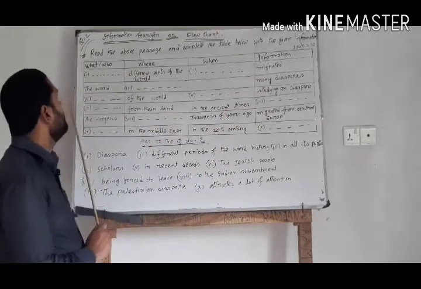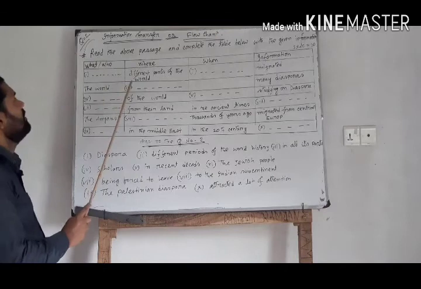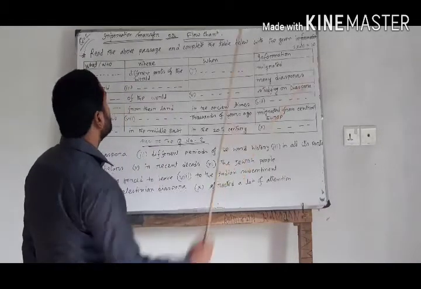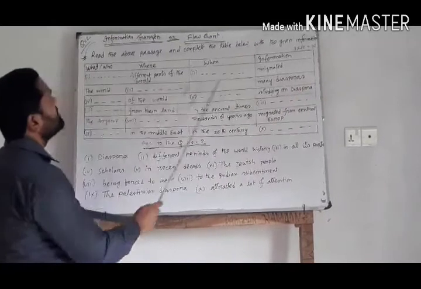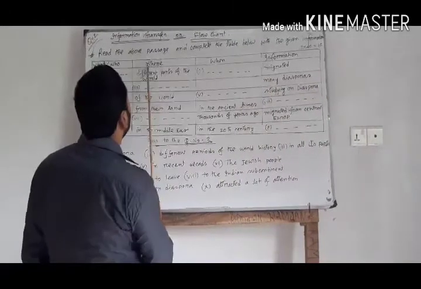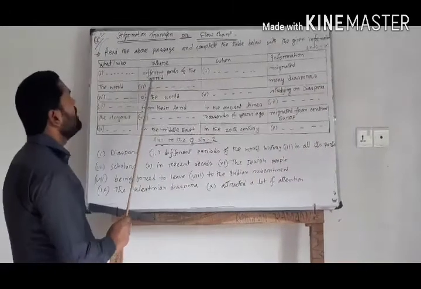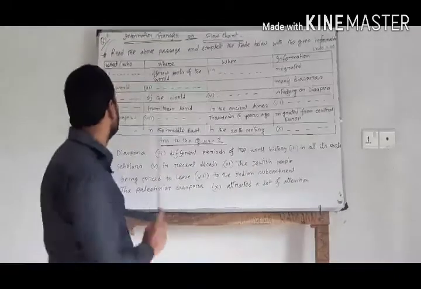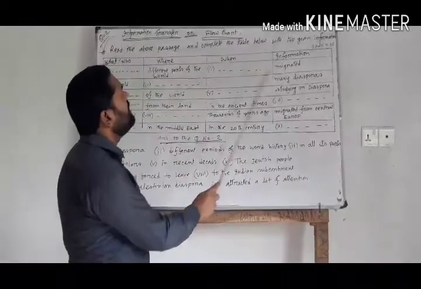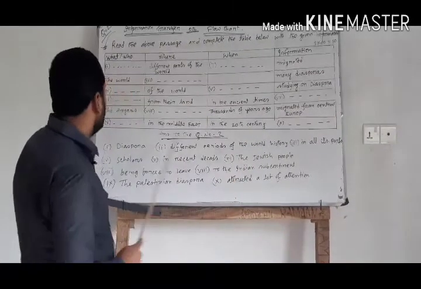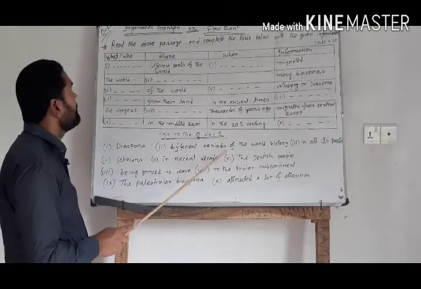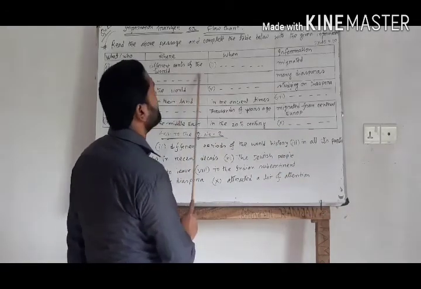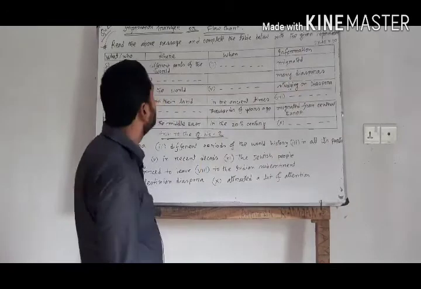Second question, the world. Question 3, blank, dash, many diasporas. The world, dash, many diasporas. Where? In this question, we have to mention the place. Look at the answer: the world in all its parts, many diasporas.